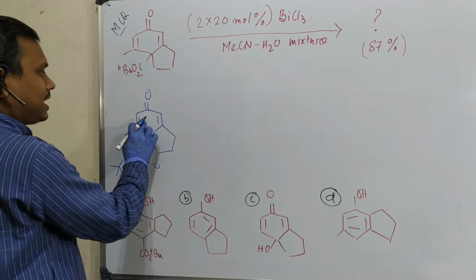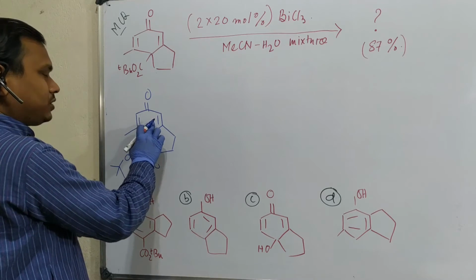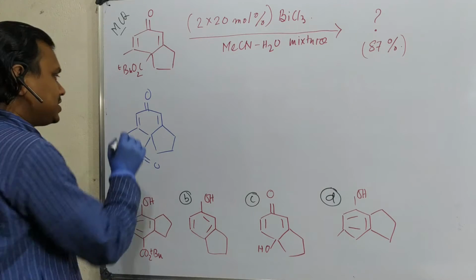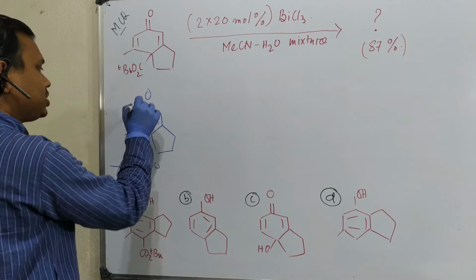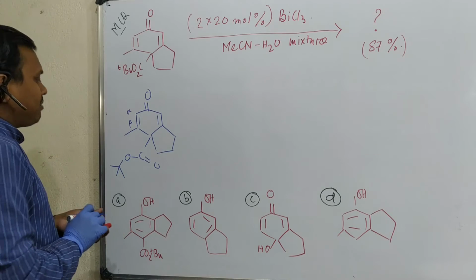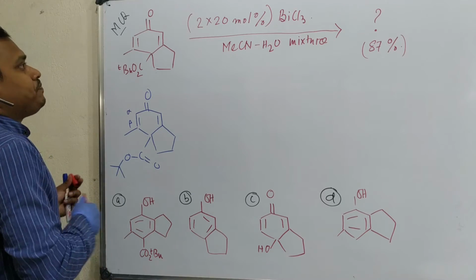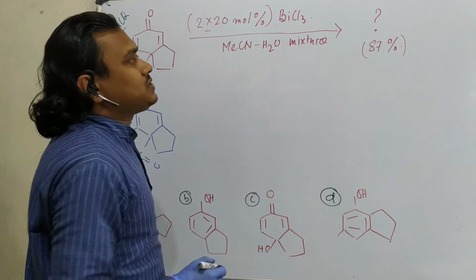This molecule has a ketone, an alpha beta unsaturated carbonyl. By the way, remember, alpha beta unsaturated carbonyls are good Michael acceptors. I have described this property of alpha beta unsaturated carbonyl compounds and Michael addition; you may learn it. Now, what is this reagent?